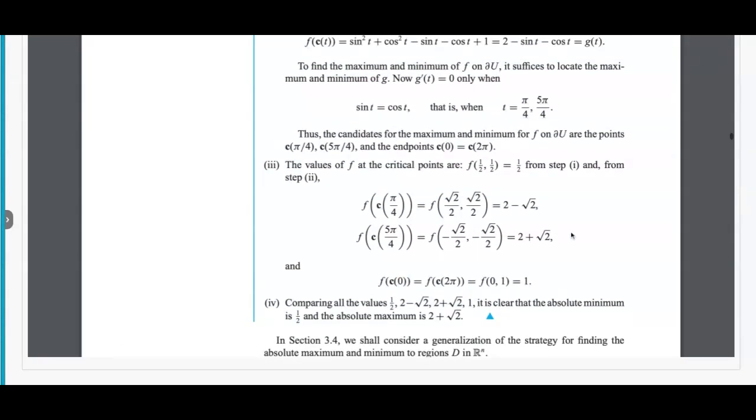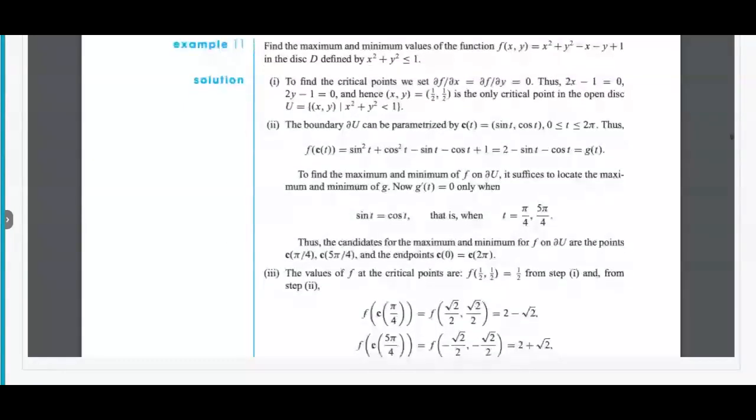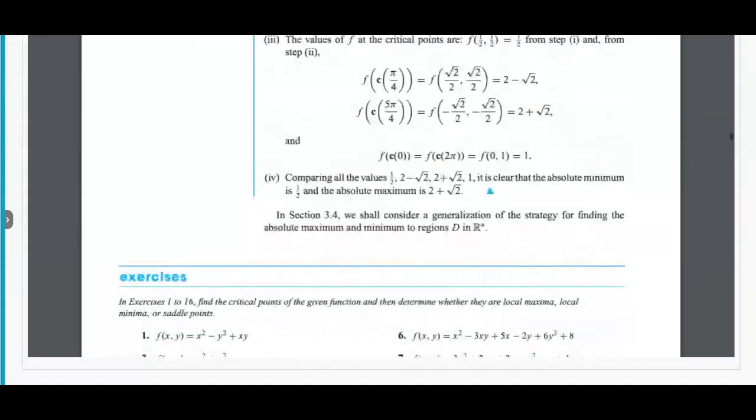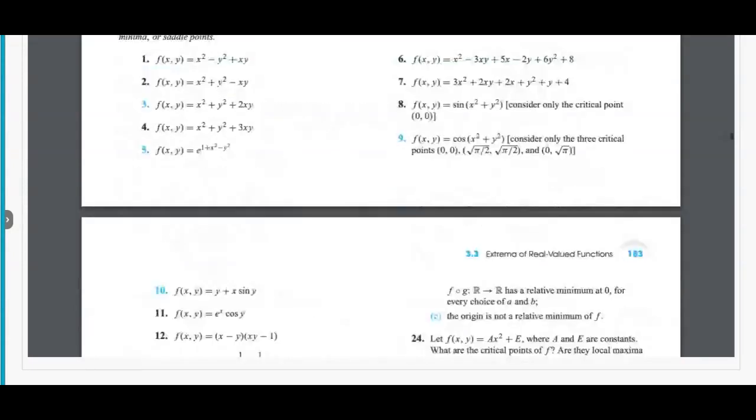Okay, anyone has any question about this? So example 11 is a little bit complicated. It uses our parameterization skills. Anyone has any question about example 11? You have enough homework to do for this section.